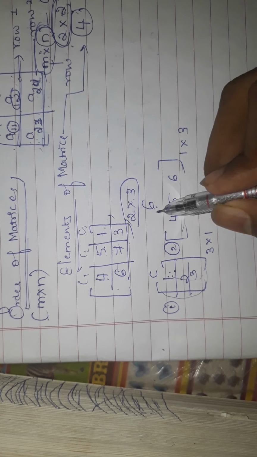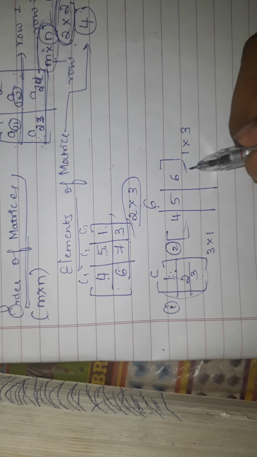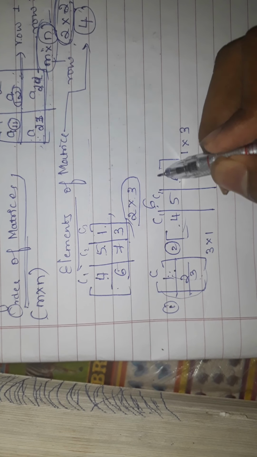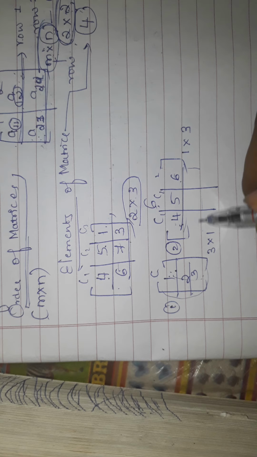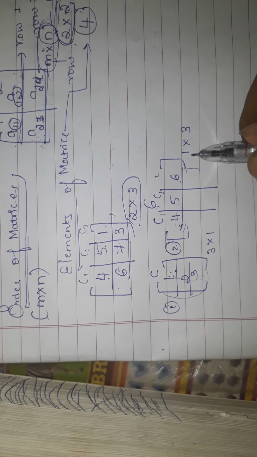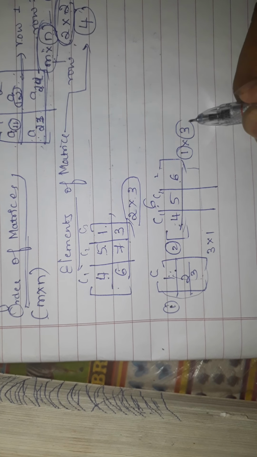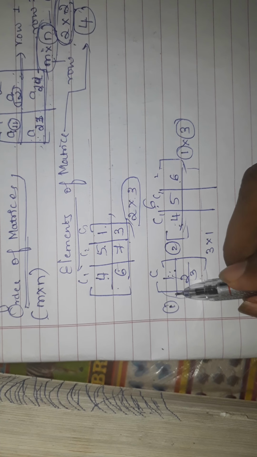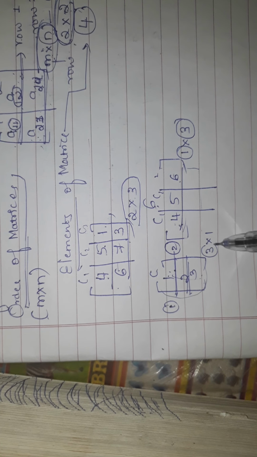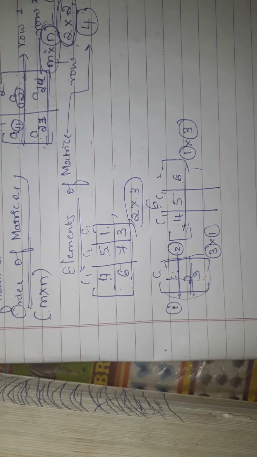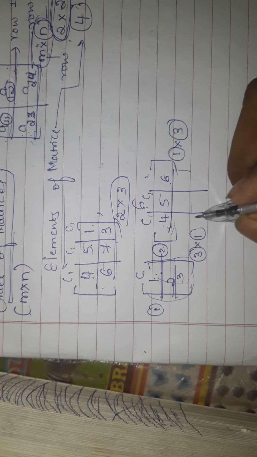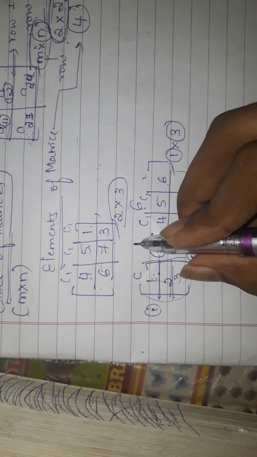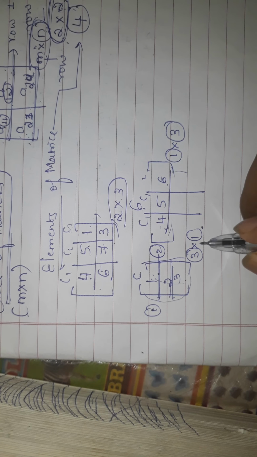Why? See, 1 2 and this is 3 4, this is in a column, but if I go in a row I have only one. I can't go again because there is no element in it. So only one row and 3 columns. In this condition we have 3 rows and only one column. This is clear. This is how to find the elements of the matrices and the order of the matrices.